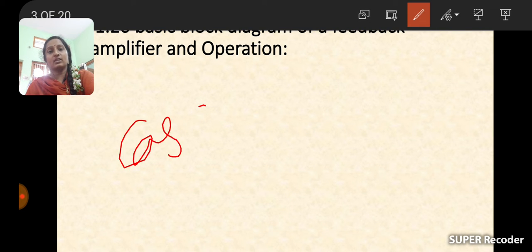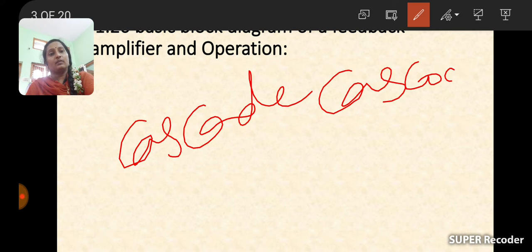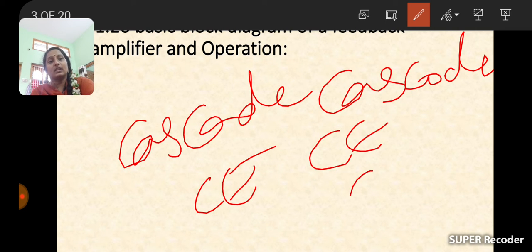First one is cascade, next one is cascode. Both amplifiers have the same operation and construction, except that in cascade, common emitter transistors are connected together. It is a two-stage amplifier, simply like a two-stage RC coupled amplifier. Here we connect the output of one common emitter configuration to the input of the next common emitter transistor. But in cascode configuration, a common emitter is connected to a common base. This is the only difference.